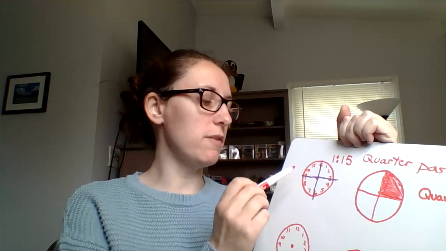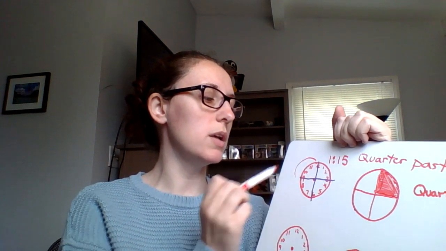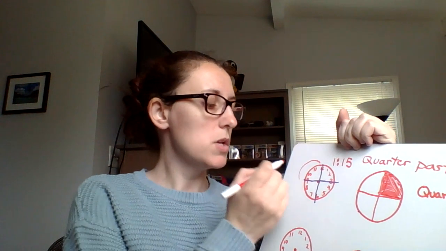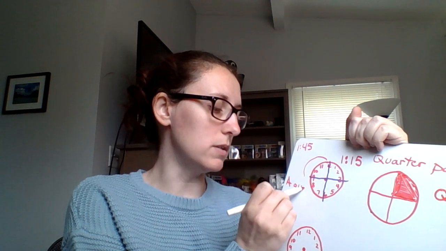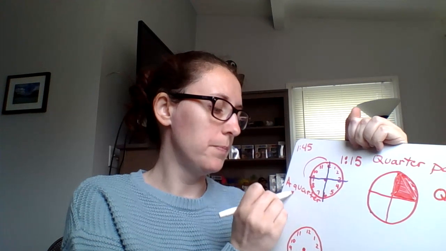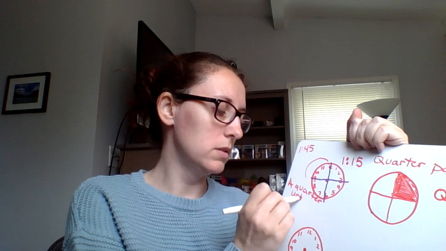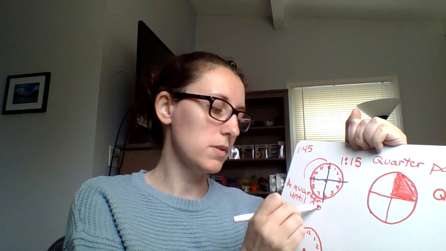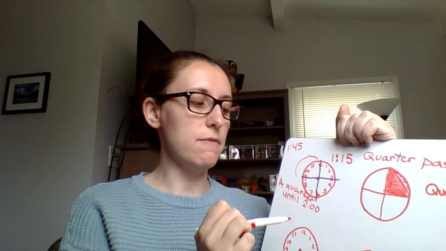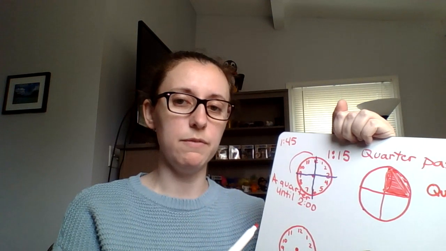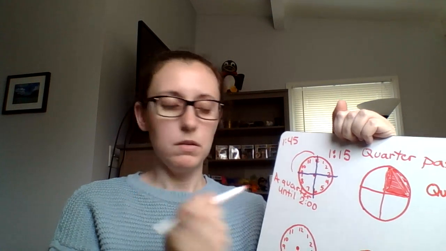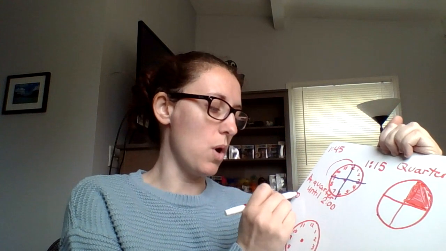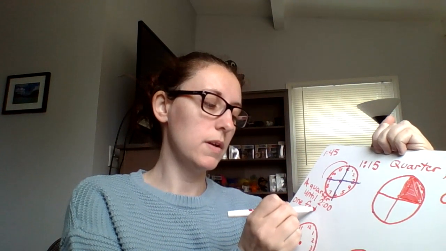And if it's at 45, we have 1/4 until the next hour. So if it was 1:45, we would say 1/4 till, until 2 o'clock. So we could say 1/4 to 2 for 1:45, or we could write just 1:45, which we could write in words would be 1:45.